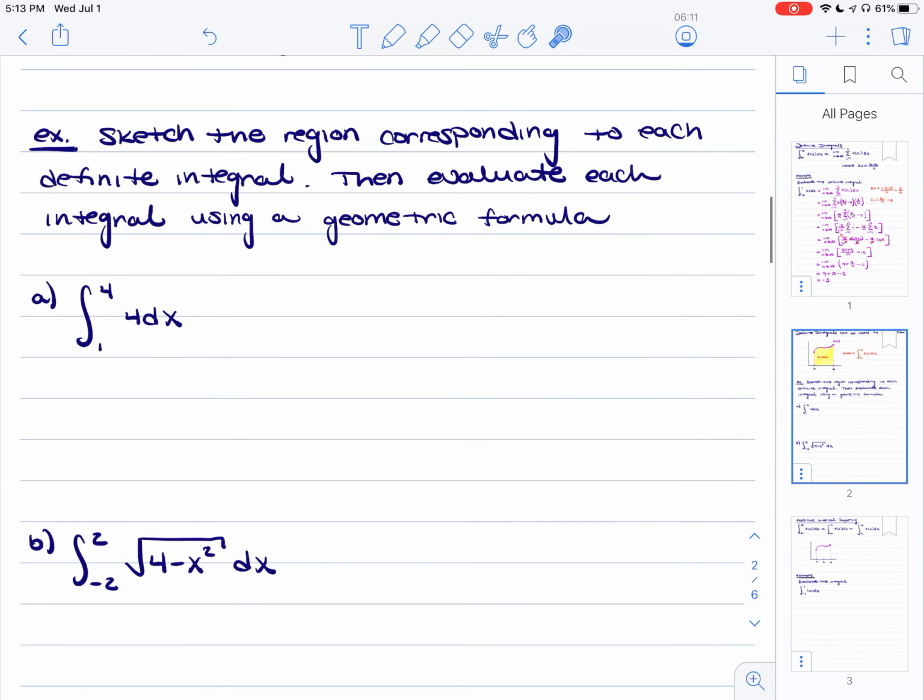Okay, so let's go ahead and look at a couple examples of finding area. Now on these, instead of using the limit definition, we're going to sketch out a geometric region and then just use a formula to find our area. So on this first one, we're looking for the integral from 1 to 4 of 4 dx, and this is representing an area. So let's go ahead and start by just sketching this out.